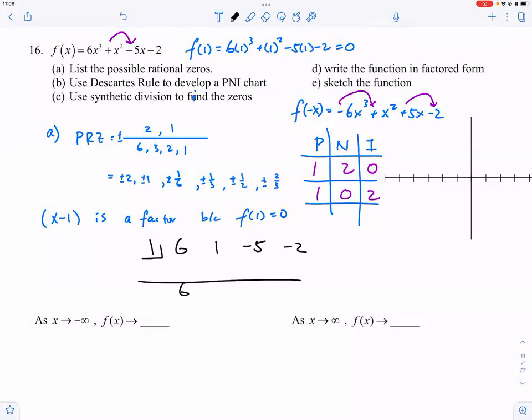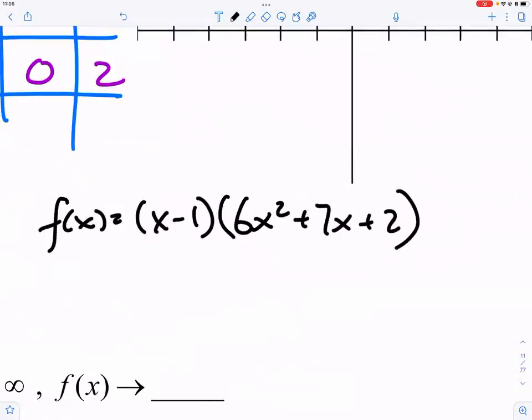So bring down the 6. 6 times 1 is 6, and then we have 7. 7 times 1 is 7, and then you have 2. 2 times 1 is 2, and then you have 0 for the remainder, which makes sense. So that means f of x could be expressed by x minus 1 times 6x squared plus 7x plus 2. So now the question is, can we factor this one, or would it give us imaginary roots?